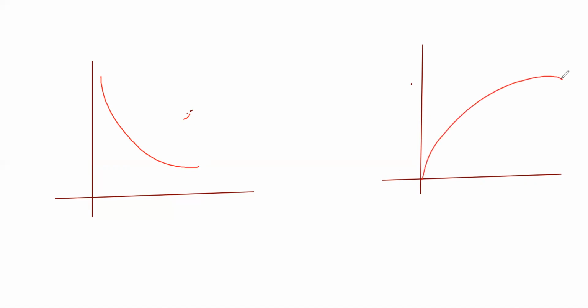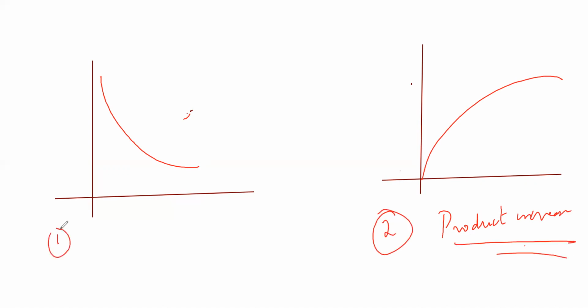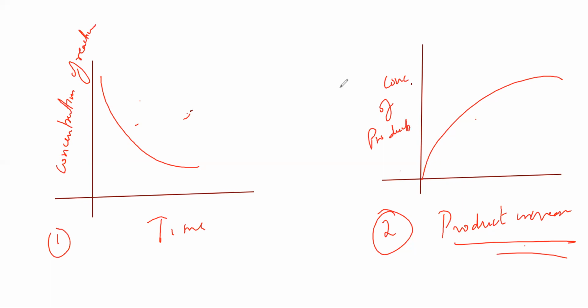So the second curve is nothing but the product curve. Product increases, just like our corona. The second curve is nothing but exponential growth. The first one is what? The reactant curve. This is the concentration of reactants, and this is time. Here is the concentration of products. Just like our corona, it is exponentially increasing.